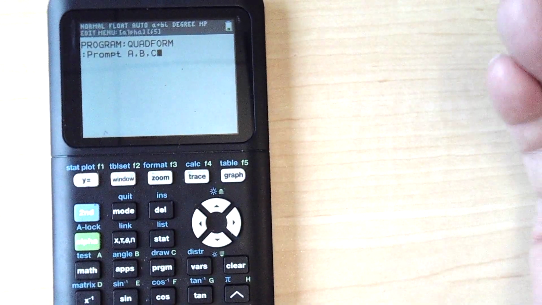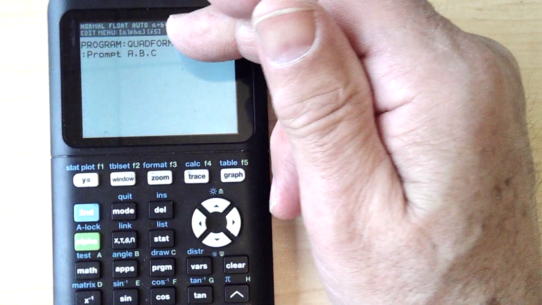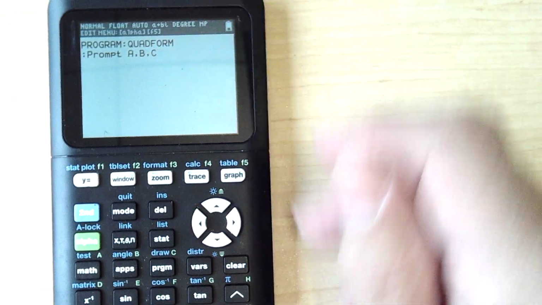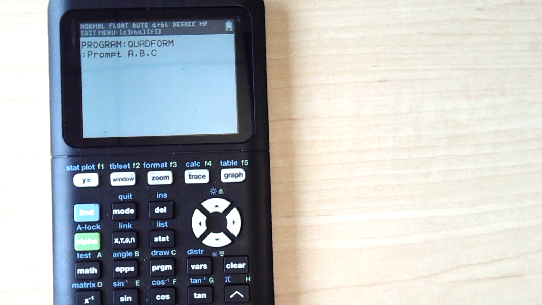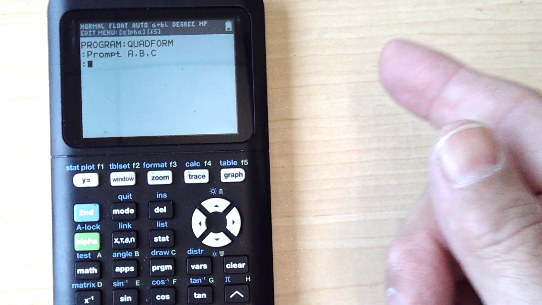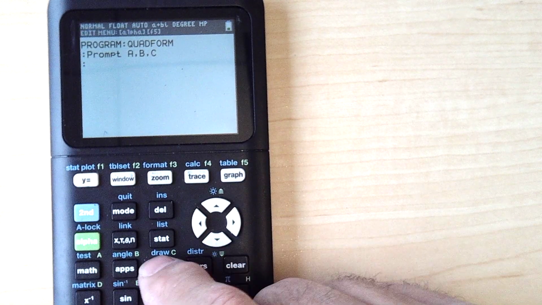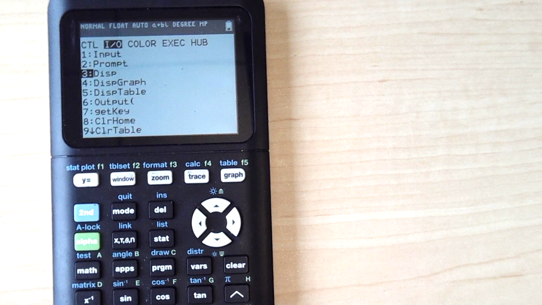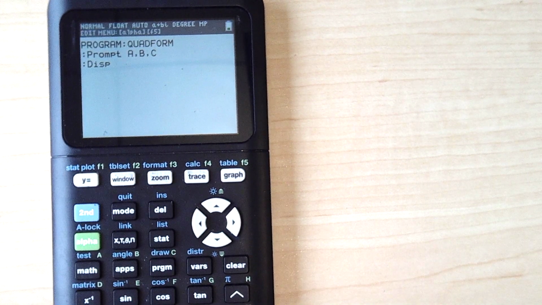So this is going to tell the calculator, when somebody runs this program, stop and ask for A, ask for B, and ask for C. As soon as it asks for them, I have everything I need to know for the quadratic formula. So I just have to tell the calculator now, tell us the answer. So I'm going to hit program, output, and it's called display. And I want it to display, and I'm going to have to type the quadratic formula.